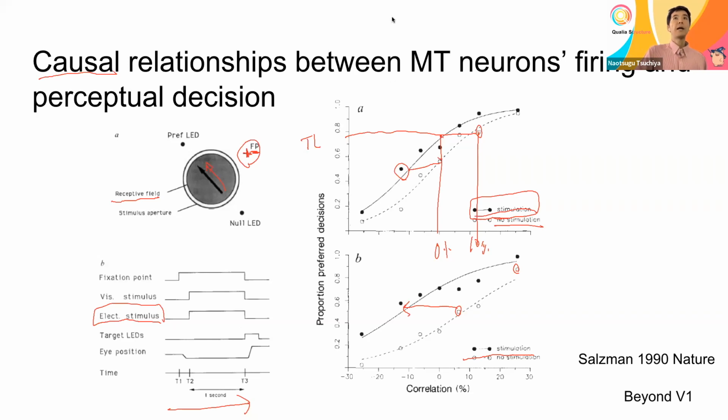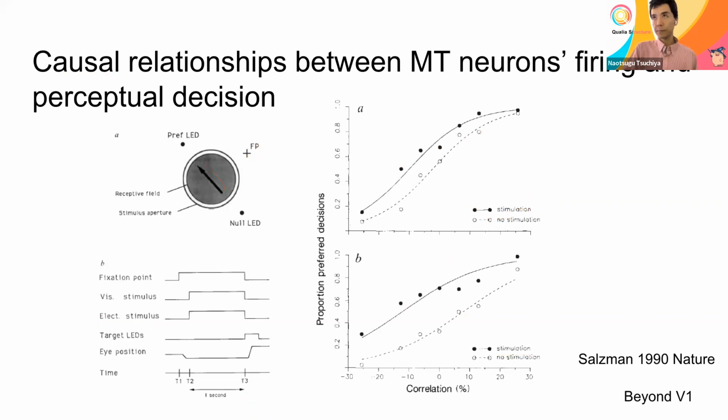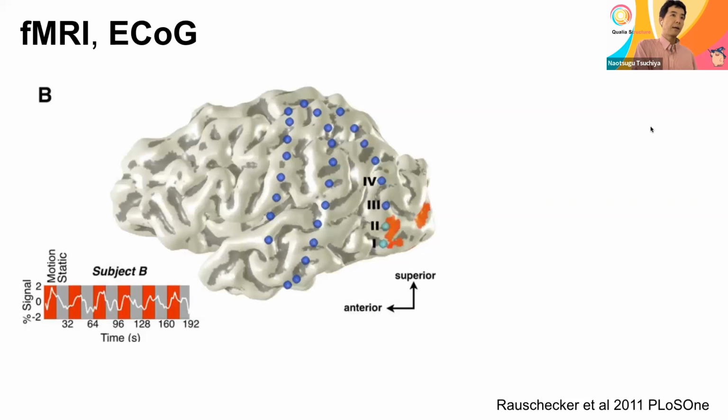This causal intervention of stimulating the neurons to look at whether the perception changes is a powerful paradigm to study consciousness, and this is one of the first studies to show that in monkeys. And recently, this kind of thing hasn't been done for a long time in humans, but something similar is becoming kind of plausible.